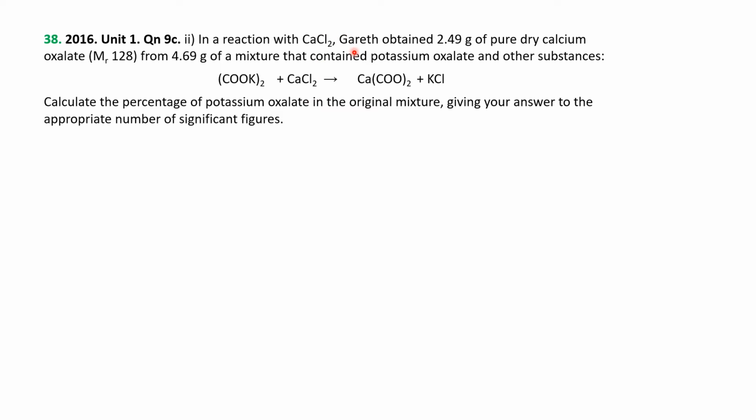Reaction with CaCl2, Gareth, good old Gareth, obtained 2.49 grams of pure dry calcium oxalate from 4.69 grams of a mixture that contained potassium oxalate and other substances. Calculate the percentage of potassium oxalate in the original mixture. Well, here we've got a reaction in which we are told about the calcium oxalate and we're asked about the potassium oxalate. So let's put in colors there, pink for what we know, brownish for what we don't know.